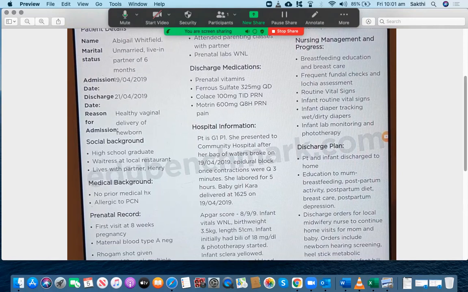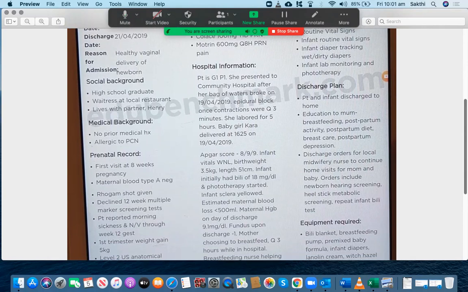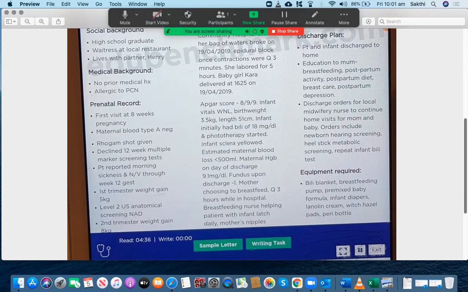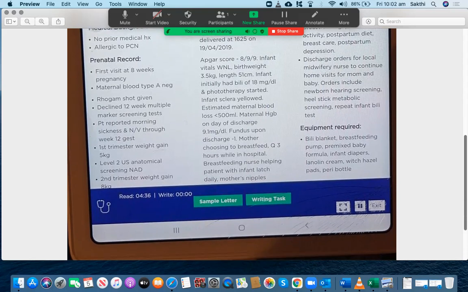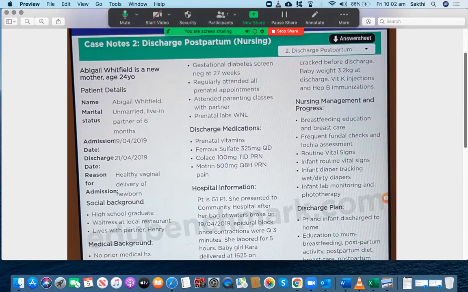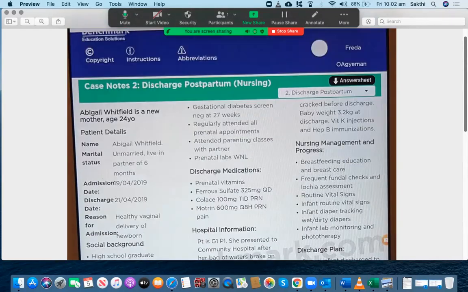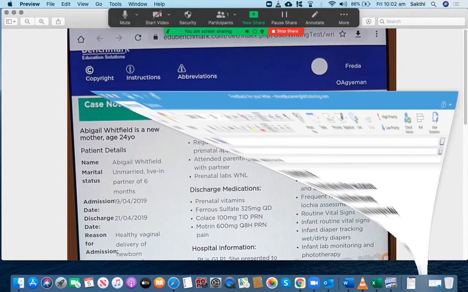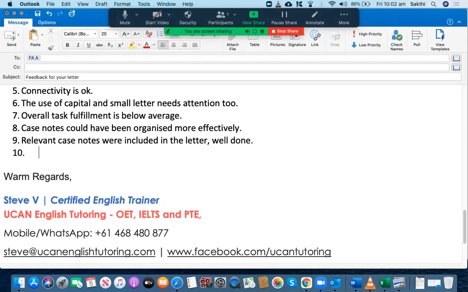She didn't expand these medications. That's the issue with her writing. Yeah, so she has included all the important case notes. I'm very happy with that. So there is no issue. But the problem is her grammar isn't that good. Let's go back and see. Yeah, relevant case notes, they are included in the letter. Well done. That's the only thing she has done really very well. What's other things? You should use more passive voice sentences rather than the active voice.